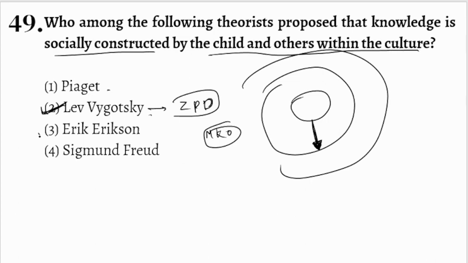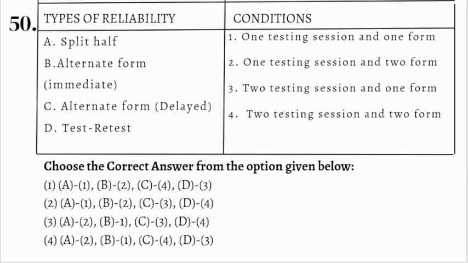Erik Erikson also gave the various psychosocial stages of development. It is really important. Please learn all the names and all the virtues which are associated with the concept. And Sigmund Freud talked about psychosexual stages of development. Moving ahead to question number 50. Please read the question and answer.